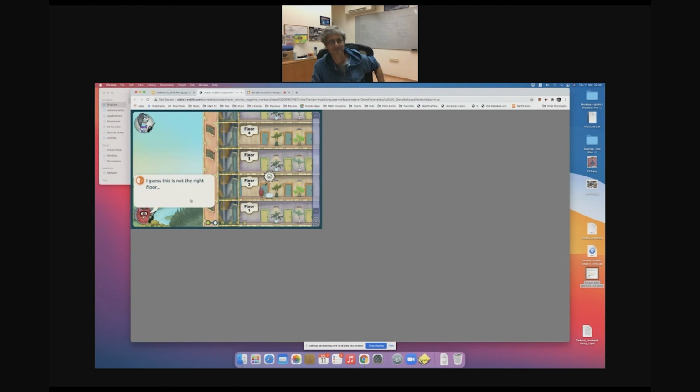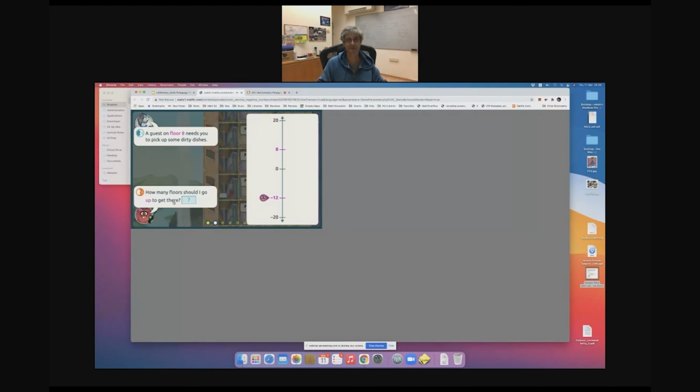I guess this is not the right floor. What I wanted to show you here is a first example of how to provide feedback. How many floors should I go up to get there? A guest on floor 8 needs you to pick up some dirty dishes. Yeah, you see the diagram here, right?